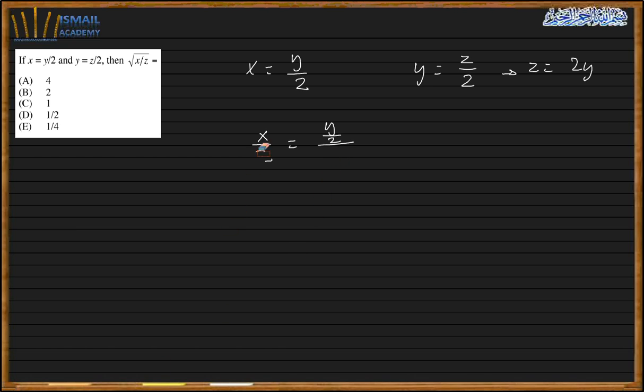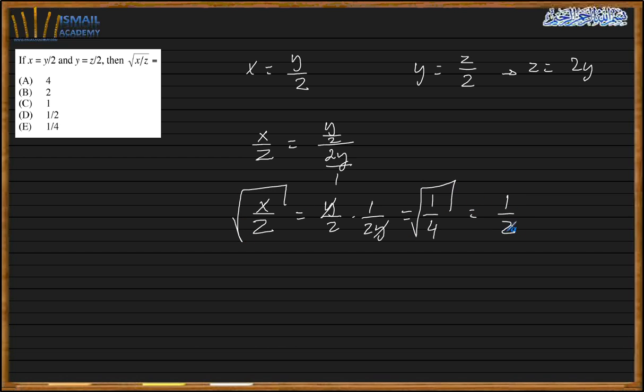You see, this is exactly what we should do. x is y over 2 and z is 2y. Now what we do, this is over 1, you multiply by the reciprocal. So it's going to be x over z equal y over 2 times 1 over 2y. You cancel the y, so it's going to be 1 over 4. If I take the square root, it's going to be half, which is D.